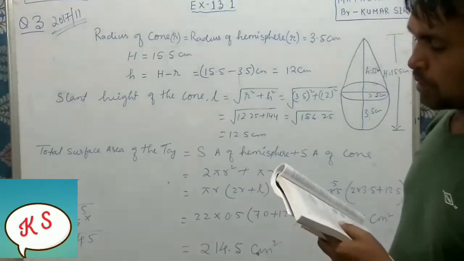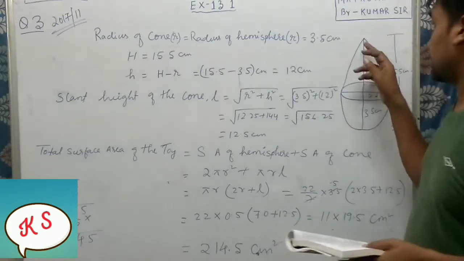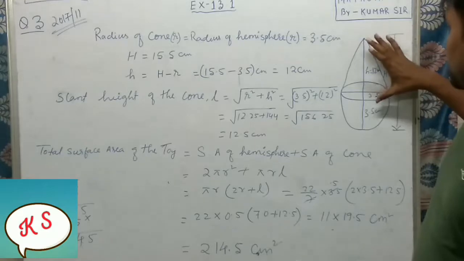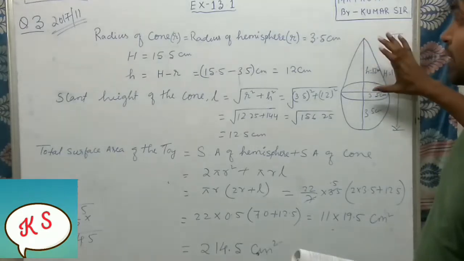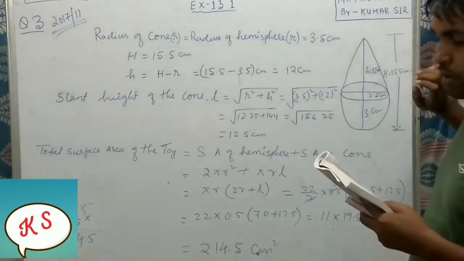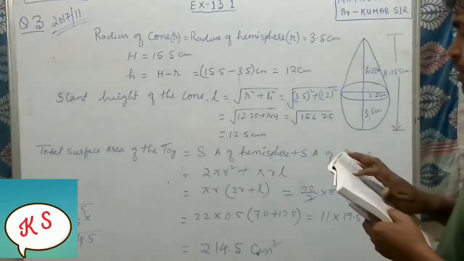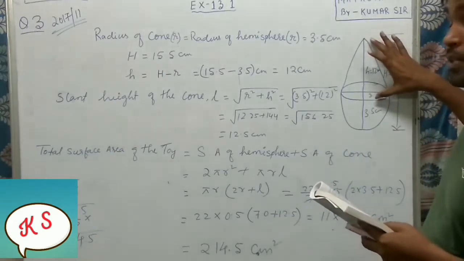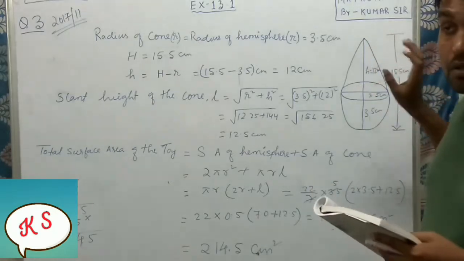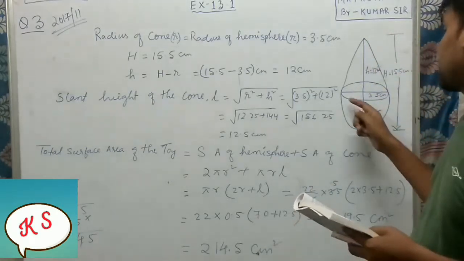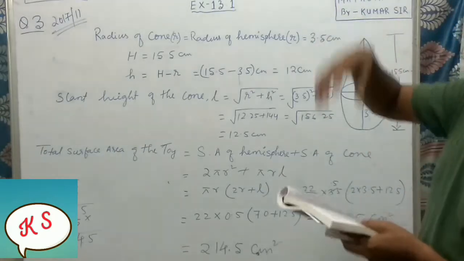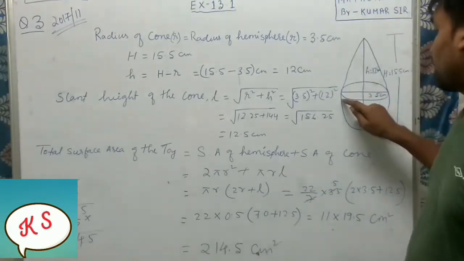A toy is in the form of a cone. This one is called the cone, up to this part. So this toy is in the form of a cone mounted on a hemisphere of the same radius. This toy is in the shape of a cone, and it is mounted on what? Hemisphere. So this is the hemisphere. Mounted means on the top of it. So the toy is on the top of a hemisphere.